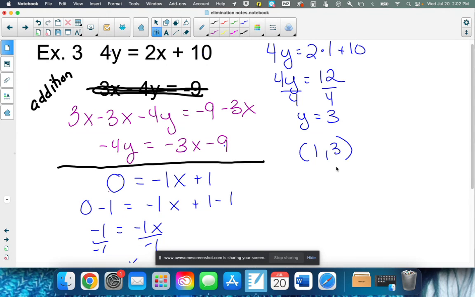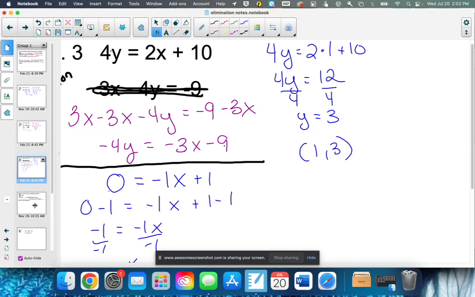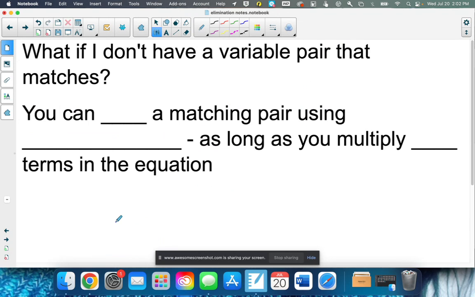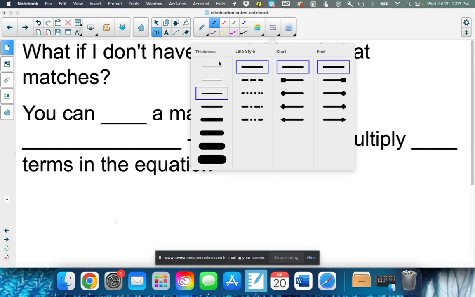Now that's what happens when your equations do not line up. So that is one of the first things you need to check for, make sure they're lined up, and then check to see which of my variables are going to match. Now, I have another what if situation. If they match, all you have to do is add or subtract. What if they don't match? What if you do not have a variable pair that matches? It's actually not that bad.